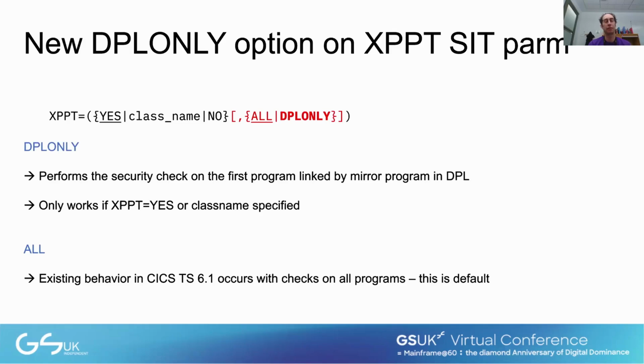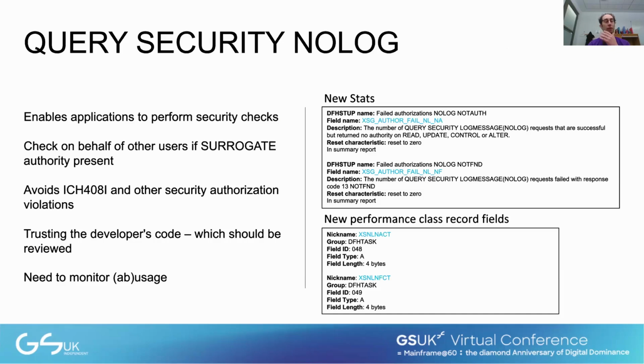If you enable that and then have DPL only, then it performs the security check on the first program linked by the mirror program. So that's a slightly lighter weight version of program security. You do a DPL across, transaction security runs, allows you to run the mirror transaction, and then with DPL only, there'll be one program security check on the first user program that the mirror is linking to. So it's slightly lighter weight than turning on program security for everything. It's kind of a stepping stone to getting you towards activating program security.